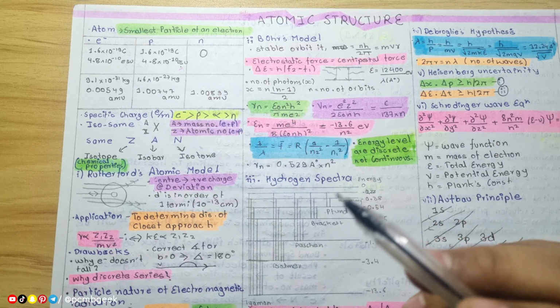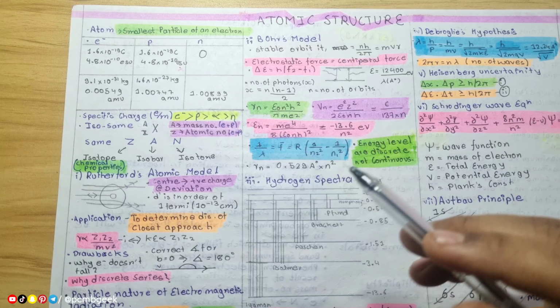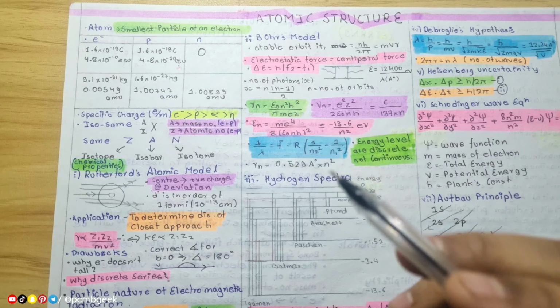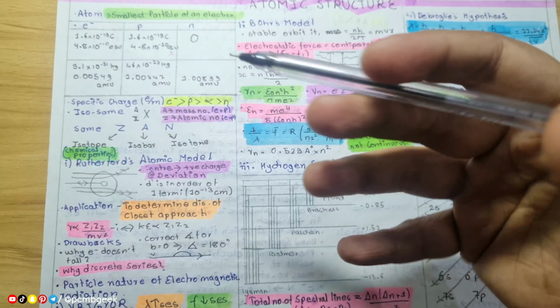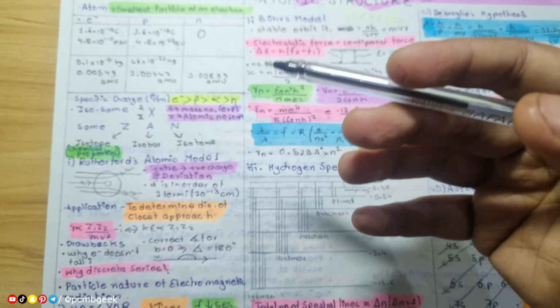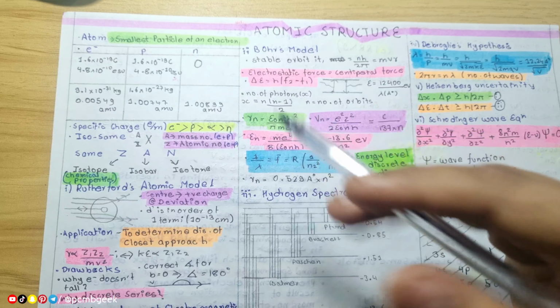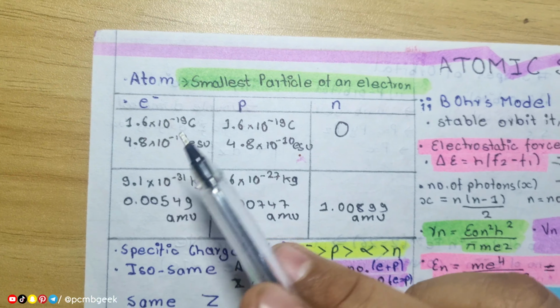Let's begin with the basics. We are studying the structure of an atom. For that, we must understand what an atom is, what its components are, and what the basic hypotheses or contributions of different scientists are regarding the atomic structure. First, you need to understand what an atom is.